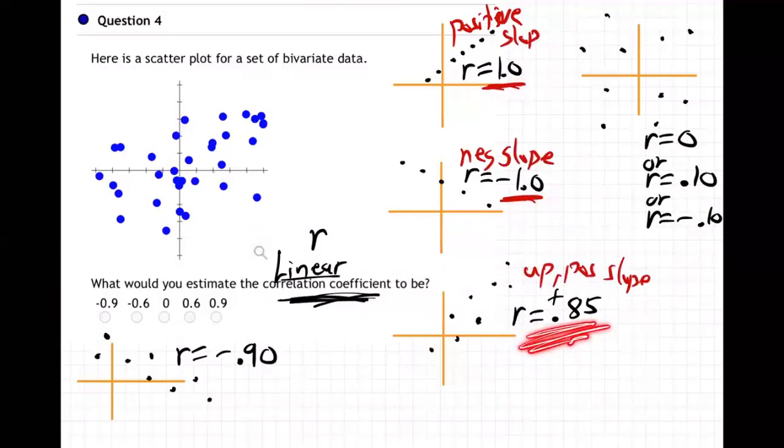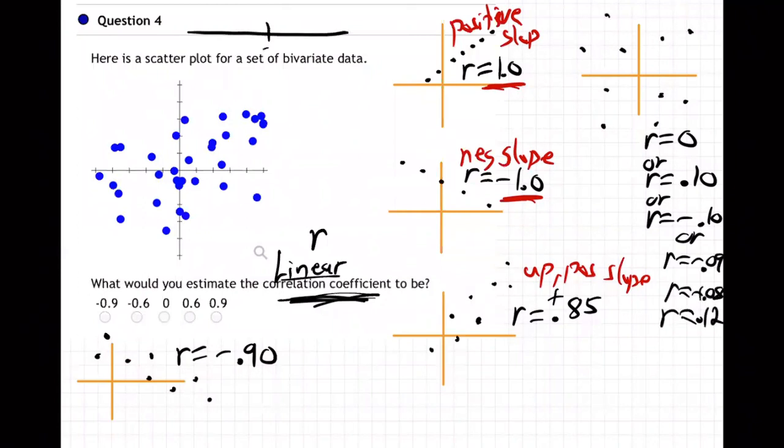0.85 is a line going pretty much up, and negative 0.9, these are lined up down. If the dots are just random everywhere, that's basically 0, or you could say it's 0.10 or 0.01, or it could be negative 0.09 or positive 0.08, or positive 0.12, something really small. So basically R goes between negative 1.0 and positive 1.0. That's where R can be. R is the linear correlation coefficient.